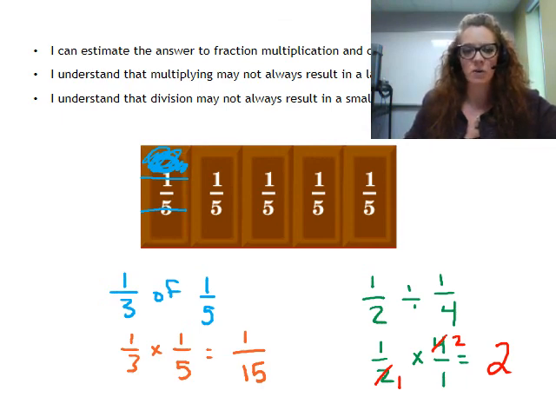So it's kind of weird with multiplying and dividing fractions. You might not get a bigger answer. You just have to be aware of that. So happy multiplying.